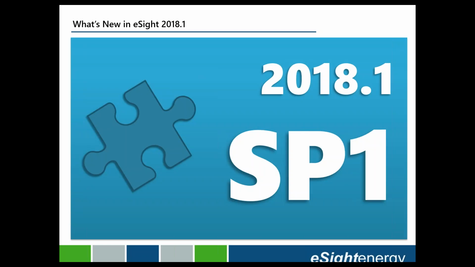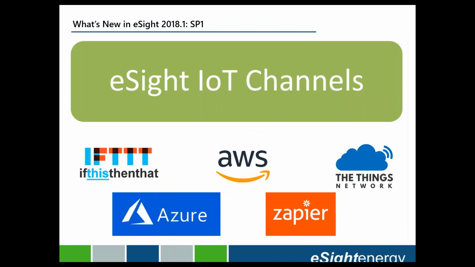Just a quick note, literally going to spend 2 minutes on this to talk about what's coming next. So we're going to do a Service Pack 1 to 2018.1 very soon. Normally we wouldn't cover this, but there is some new functionality going into this. Most notably, the introduction of an Internet of Things framework within eSight.